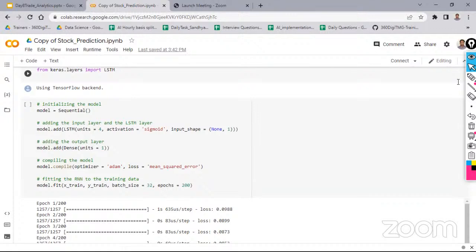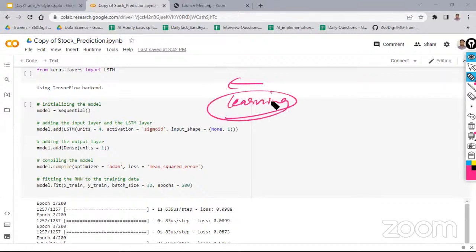So compiling the model with the optimizer: what is the optimizer doing? The optimizer is going to update the weights. When you are going back, that means you are learning, you are getting trained again. So Adam is the optimizer that we are using.